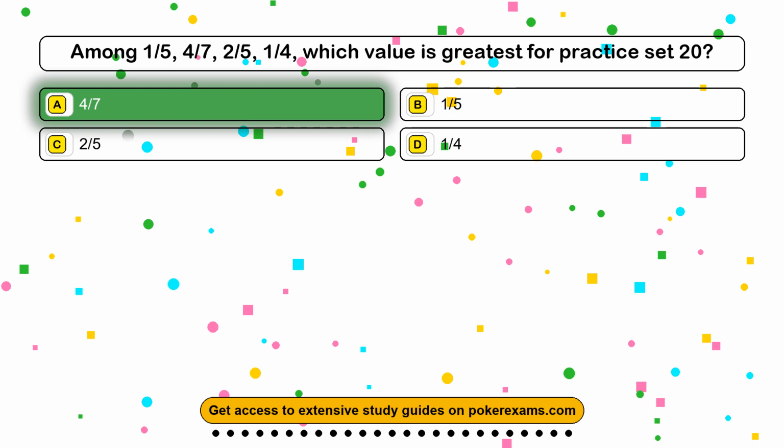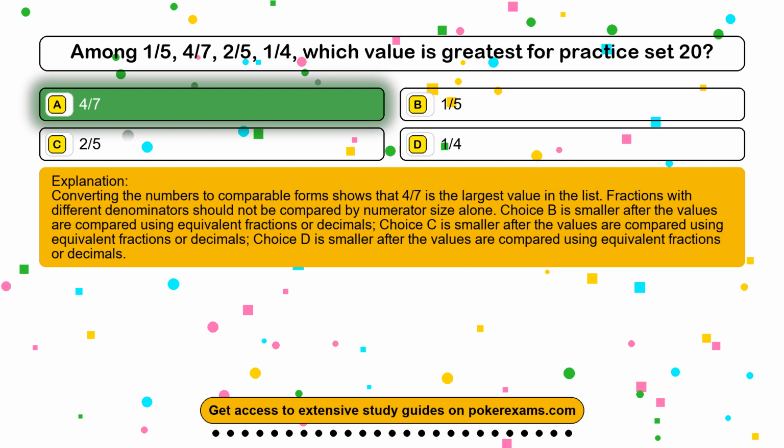The correct answer is option A, 4/7. Converting the numbers to comparable forms shows that 4/7 is the largest value in the list. Fractions with different denominators should not be compared by numerator size alone. Choices B, C, and D are smaller after the values are compared using equivalent fractions or decimals.